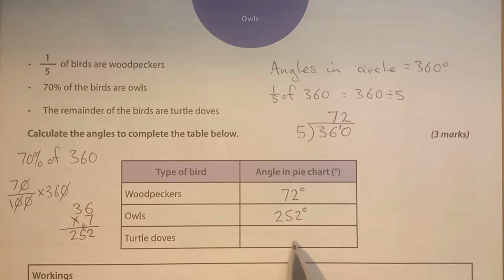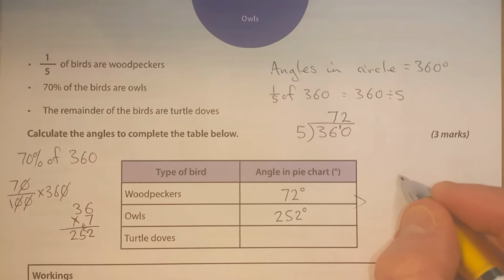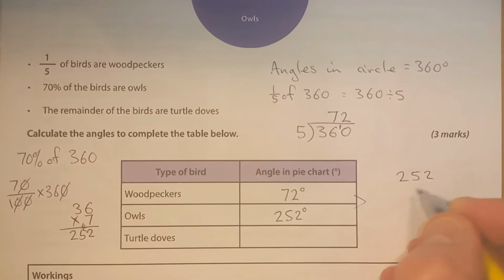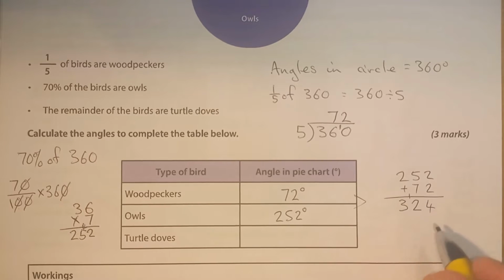Now turtle doves must be the rest. So what we can do is add these two together. 252 plus 72. So 2 plus 2 is 4. 5 plus 7 is 12. 2 carry the 1. 2 plus 1 is 3. So we've got a total of 324 degrees there.